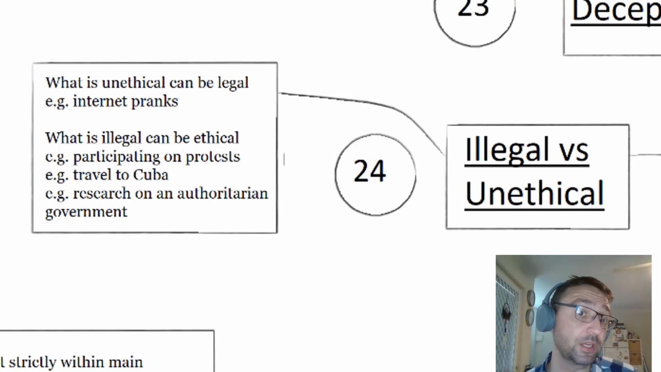In the US, it has been illegal to travel to Cuba at various points. And often doing research on authoritarian governments is illegal. But are these things unethical? Generally not. So the key thing here is that what is unethical can be legal, what is illegal can be ethical. These are not the same thing, and it's crucial that you understand this.